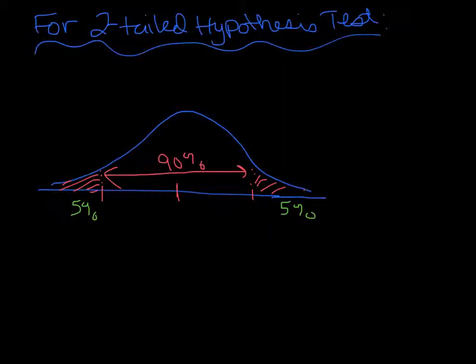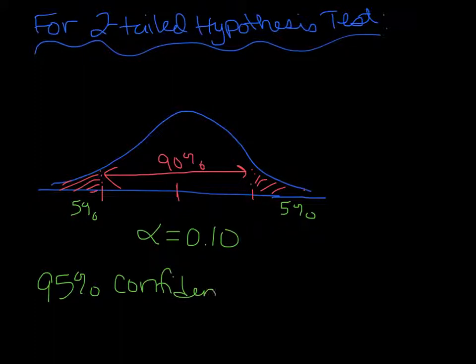That is going to mean that you are using an alpha level of 0.10. So a 90% confidence interval has an alpha level of 0.10. You will also find that a 95% confidence interval is going to have an alpha level of 0.05.